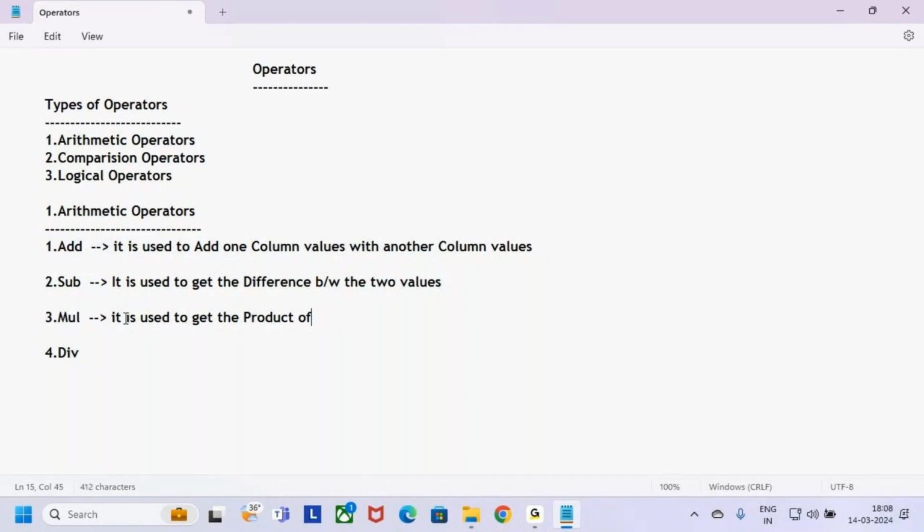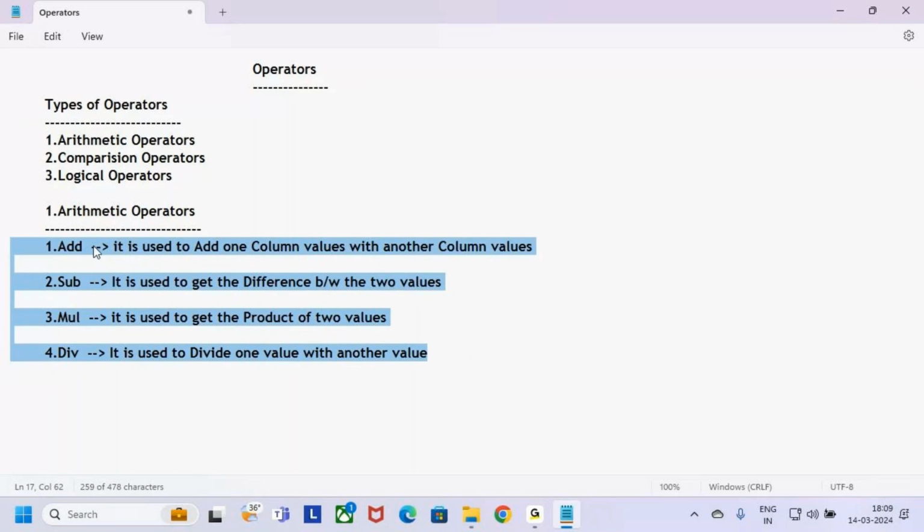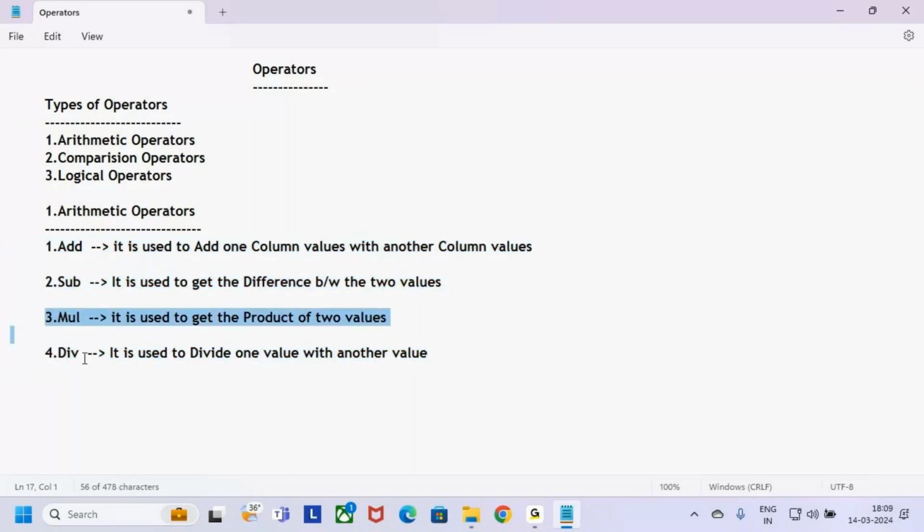Whenever you want to get the product of two values, use the multiplication operator. And finally, the division operator. What's the functionality of the division operator? It is used to divide one value by another value. So these are the different types of arithmetic operators: addition, subtraction, multiplication, and division.